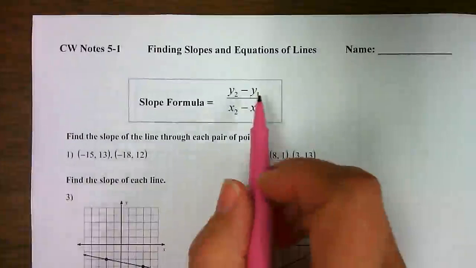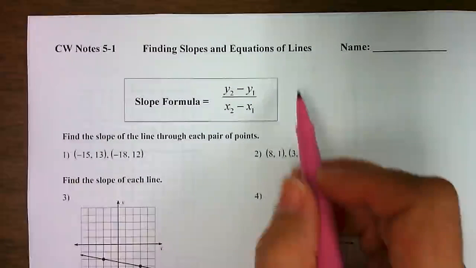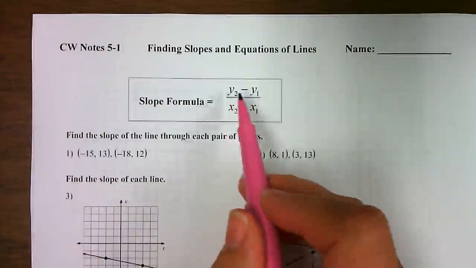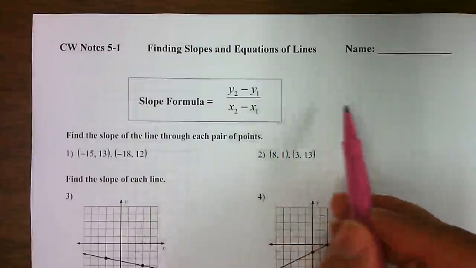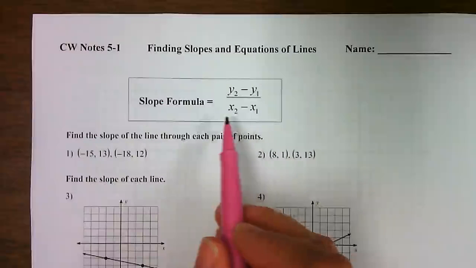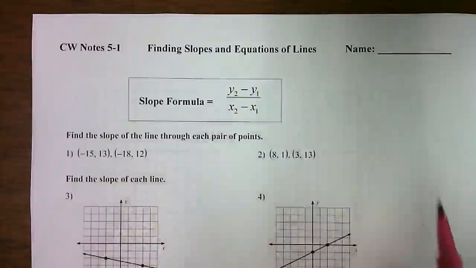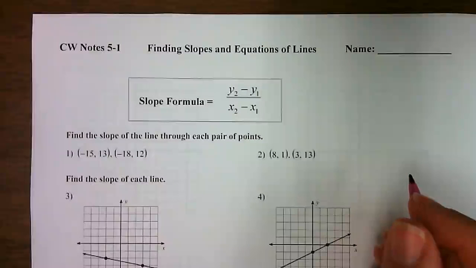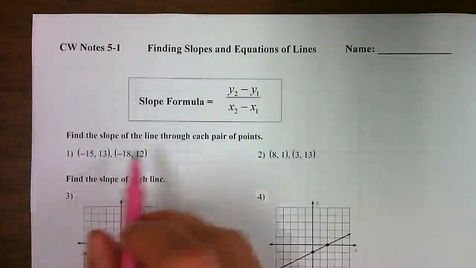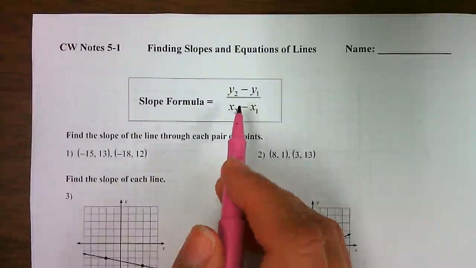Slope formula, this is rise over run. Rise is along the y-axis, so it's the difference in the y-coordinates. Run is along the x-axis, so it's the difference in the x-coordinates. So you have to put the y's on top or your slope is going to be wrong. Something like this, I can just use this formula here.